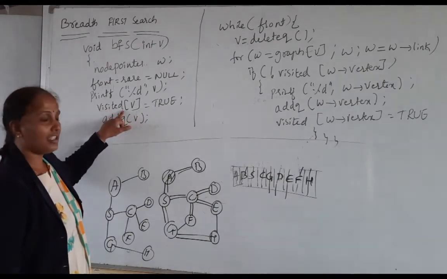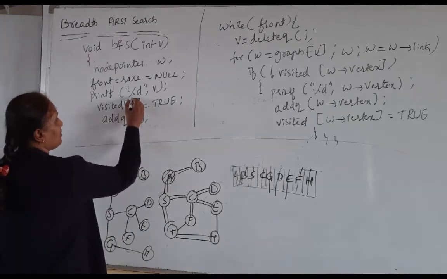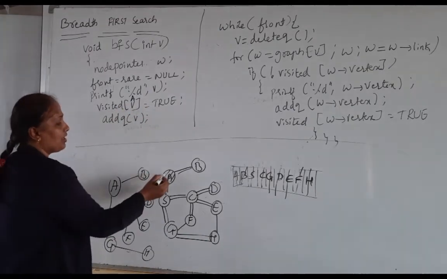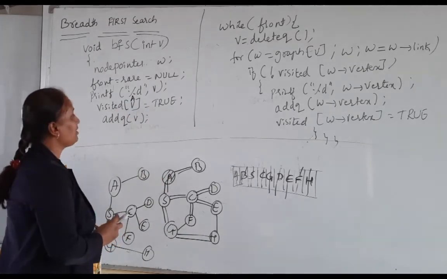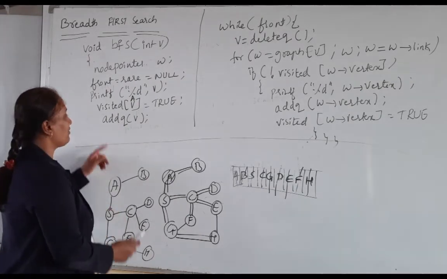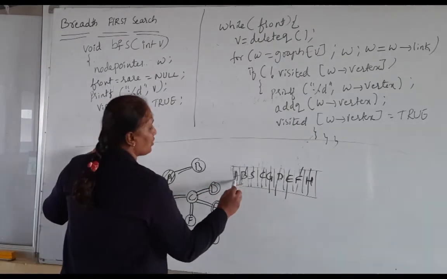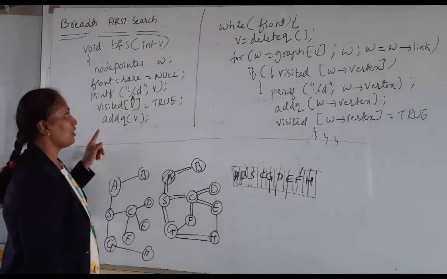So visited is an array here, and V is nothing but whatever vertex you set. Take that, visited of A equal to true, means A is visited here. Next, you are going to add that into a queue by calling the function add queue. So here we have added that into the queue.